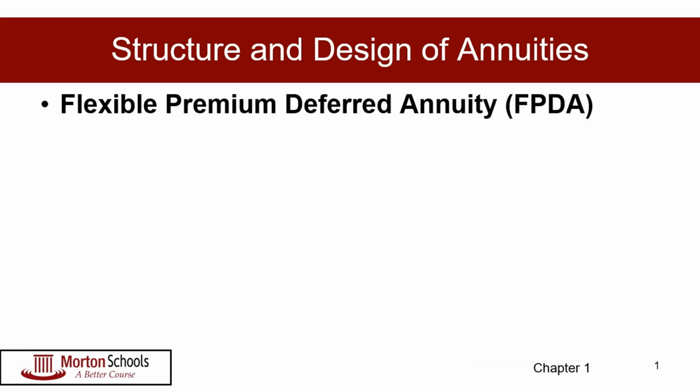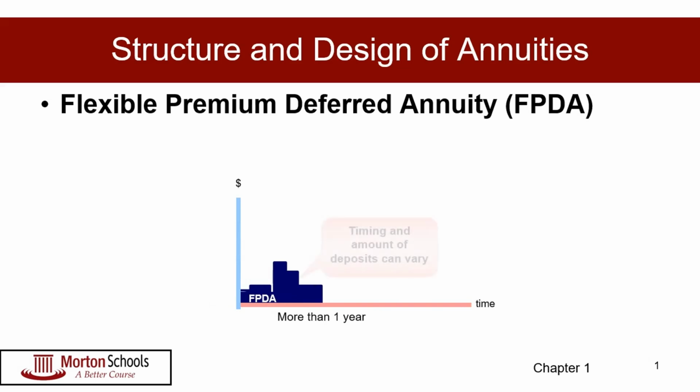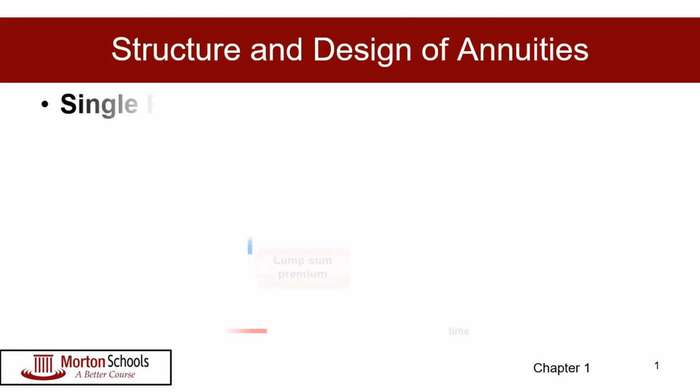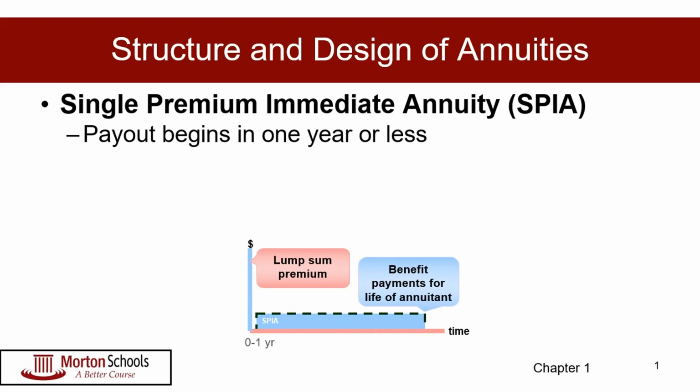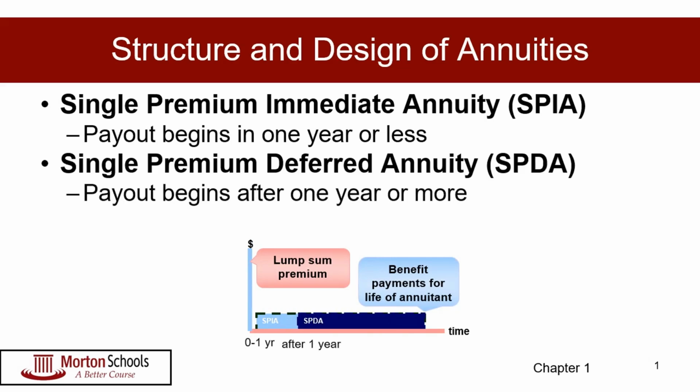With a flexible premium deferred annuity, how does the money go into the annuity? Flexible payments. When does the money come out of the annuity? More than a year, or maybe never. The annuitant is not required to annuitize the annuity. With a single premium immediate annuity, how does the money go into the annuity? Lump sum. When does the money come out? Less than a year. With a single premium deferred annuity, how does the money go in? Lump sum. When does the money come out? More than a year.